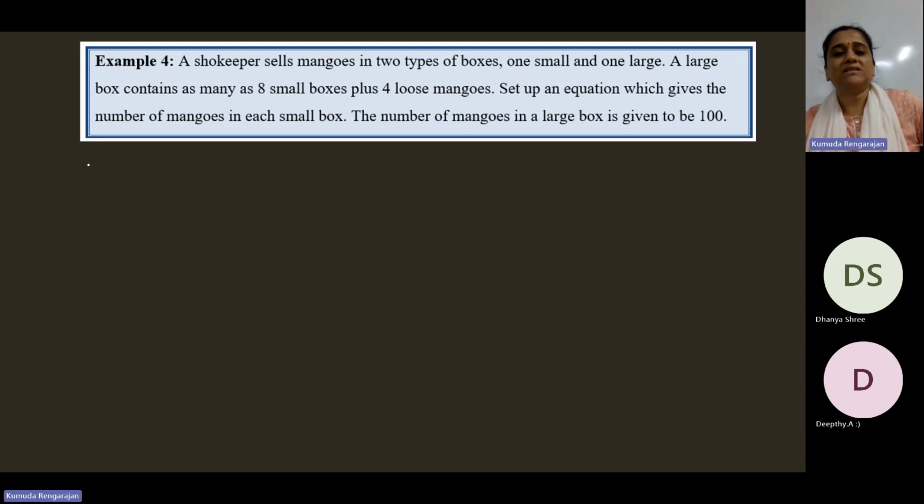A shopkeeper sells mangoes in 2 types of boxes, one small and one large. A large box contains as many as 8 small boxes plus 4 loose mangoes. Set up an equation which gives the number of mangoes in each small box. The number of mangoes in a large box is given to be 100.